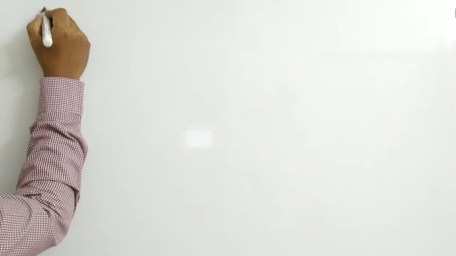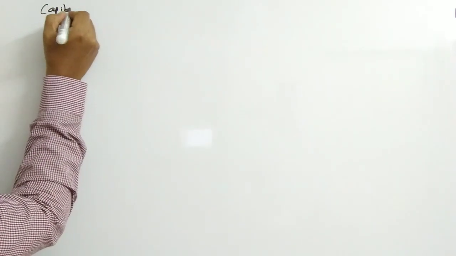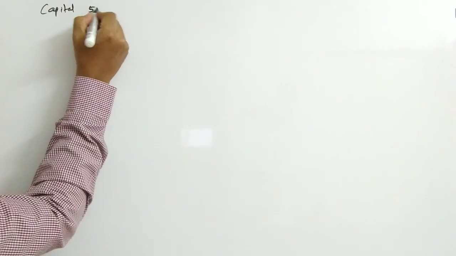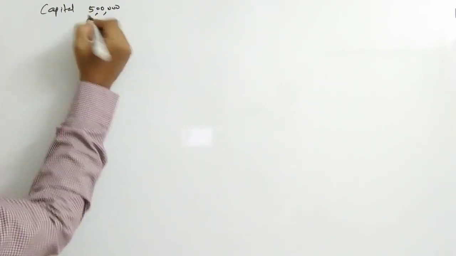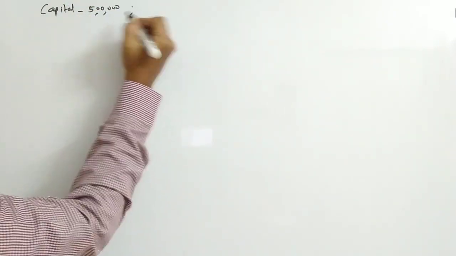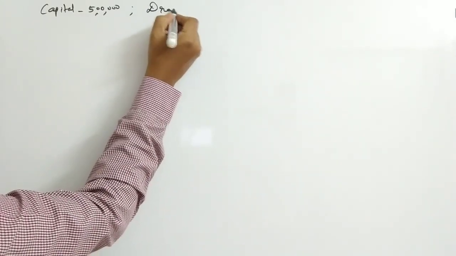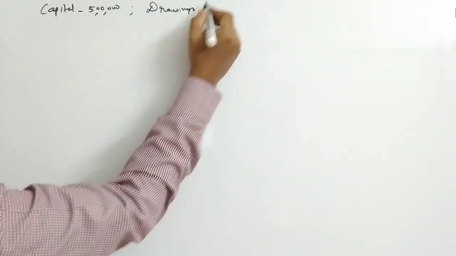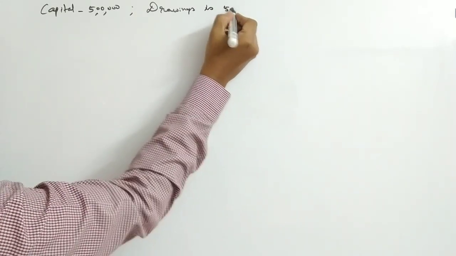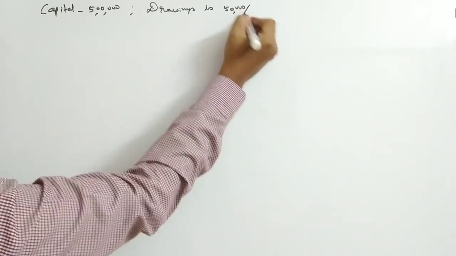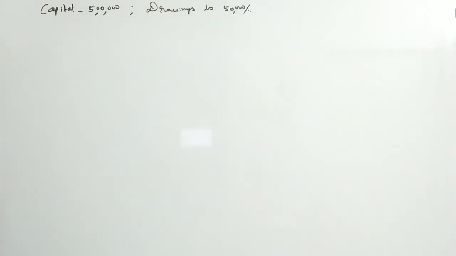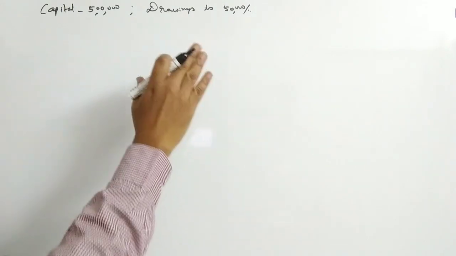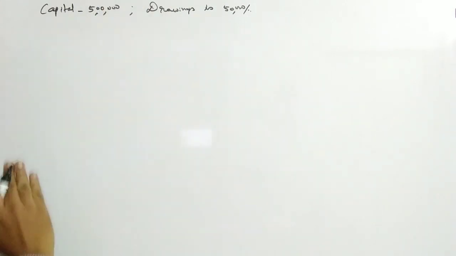Let us discuss with an example. Here we go. Capital is 5 lakhs. Then drawings is 50,000. He has taken 50,000 of money from the business for his personal use during the financial year.